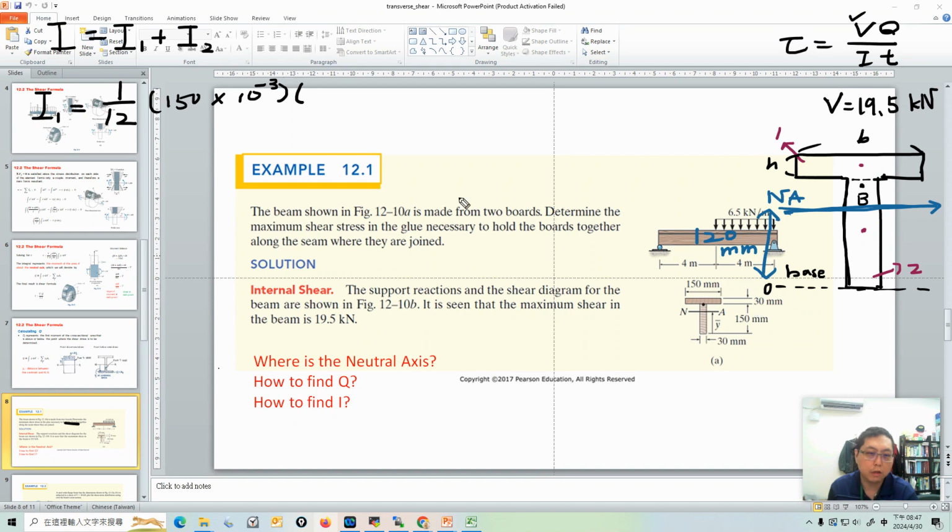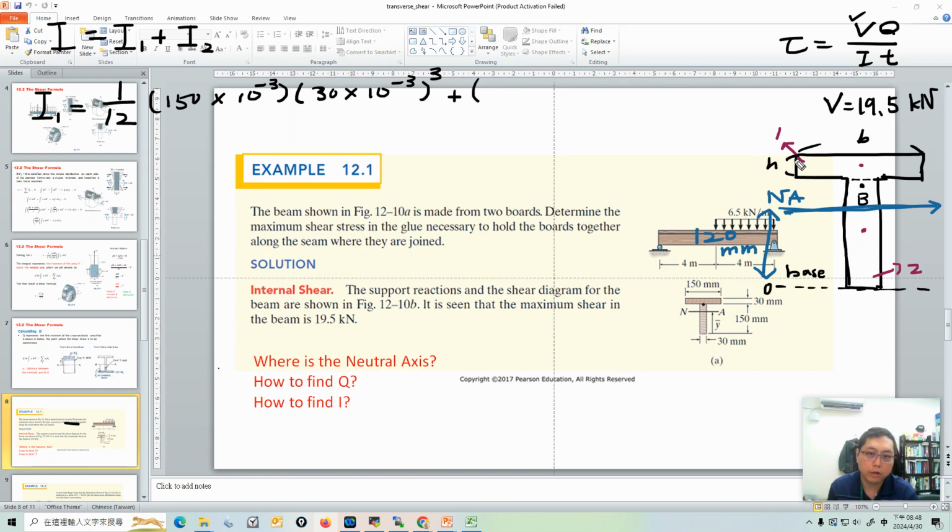So h is 30 millimeters, so it's 30 millimeter cubed. But we have to plus AD squared because the neutral axis is not passing through the centroid of area 1. So we have to add AD squared.